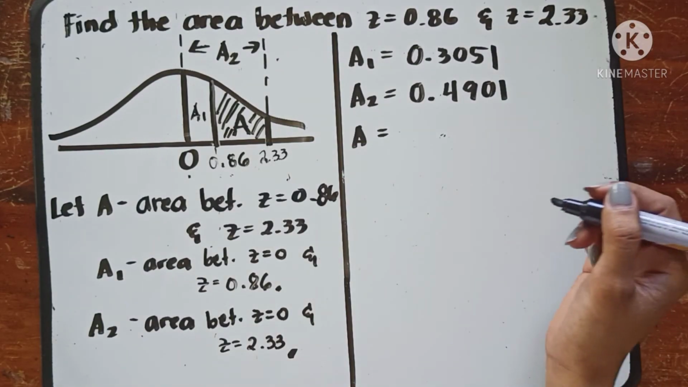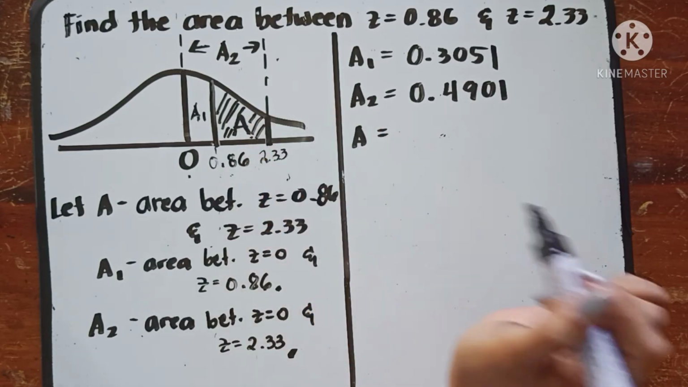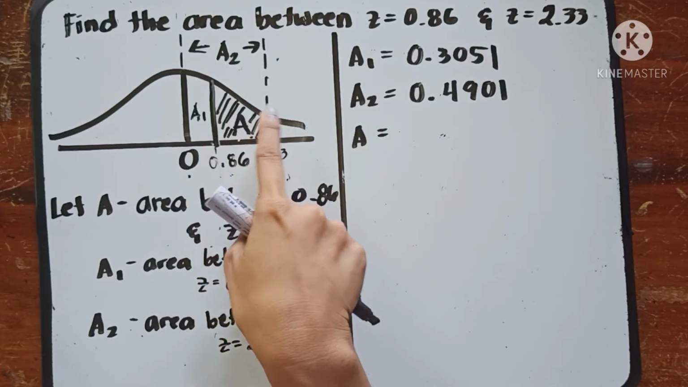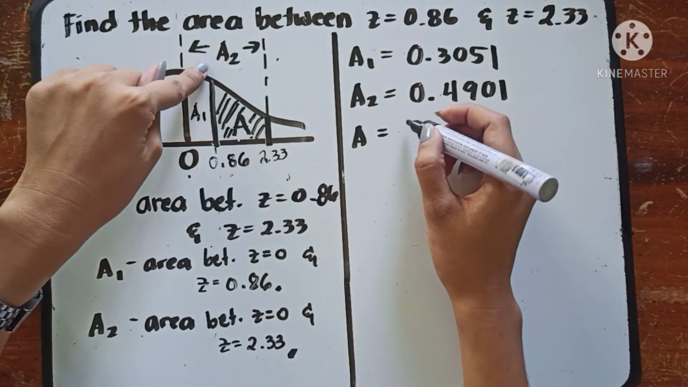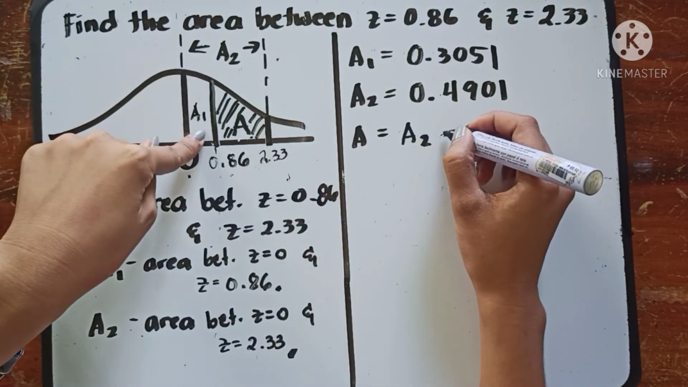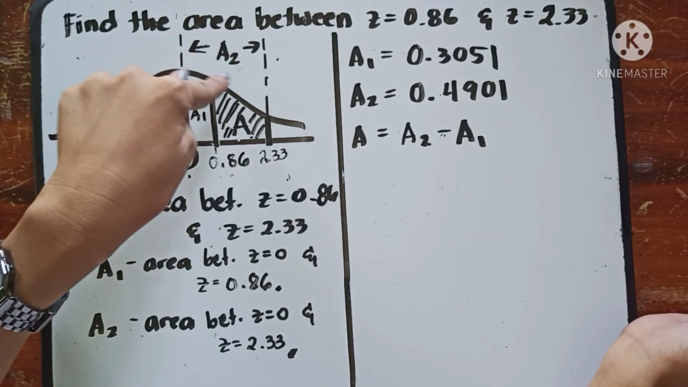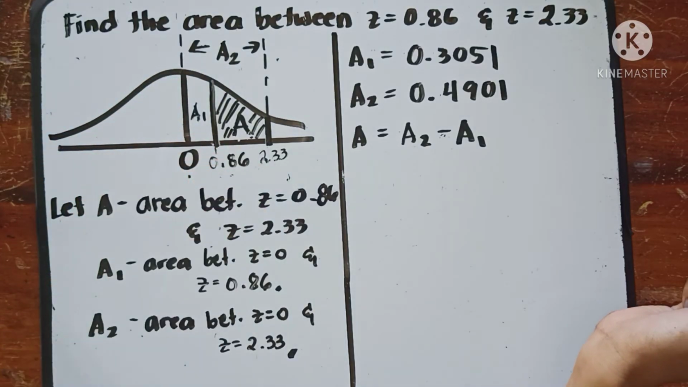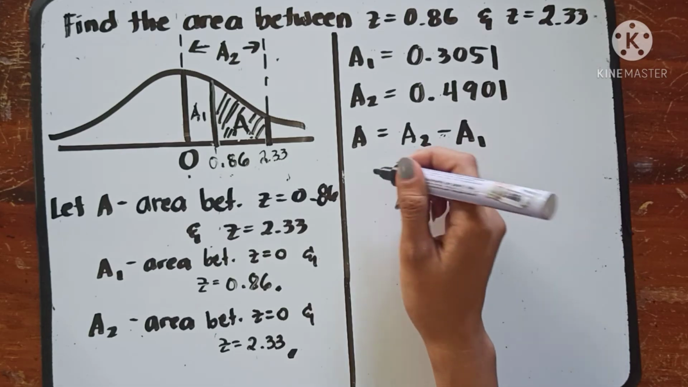So how about our A? Paano naman yung value ni A natin? Paano makukuha yung A? So, itong part na to lang yung kinukuha mo. Itong maliit na part na to lang yung kinukuha mo. And, para mahanap yung value ni A, that is A sub 2 minus A sub 1. Okay? So, yung A sub 2, yung malaking to, minus A sub 1 para makuha mo yung shaded part, which is our A.